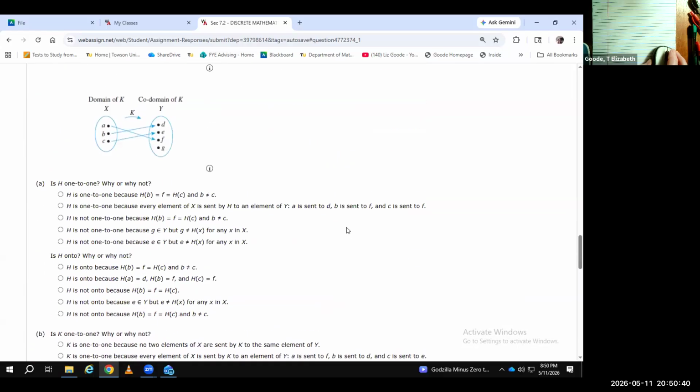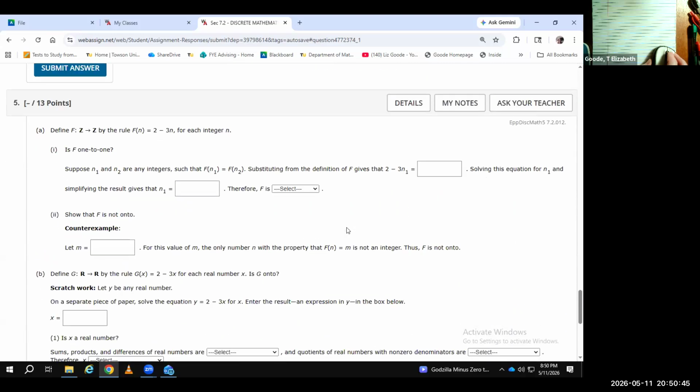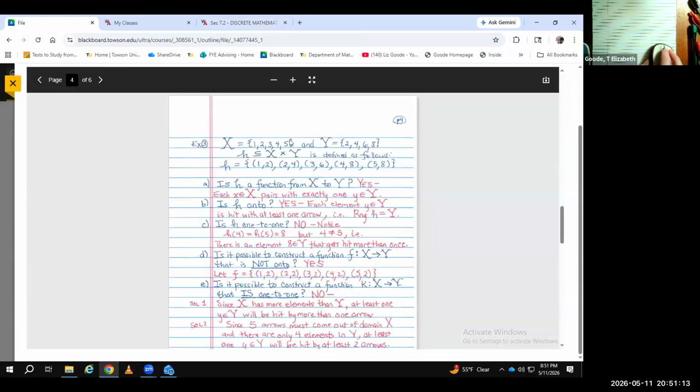And so here's just another one to practice with. This is a little function from Z to Z. It's a simple linear function. The domain is the integers, and we're mapping to the integers. I just want you to follow through the algebra. It turns out that every linear function is one-to-one. Now remember what the definition of one-to-one is.